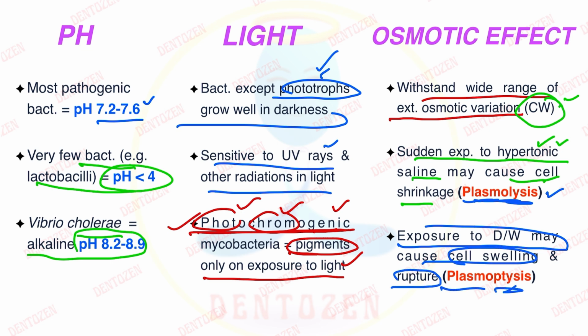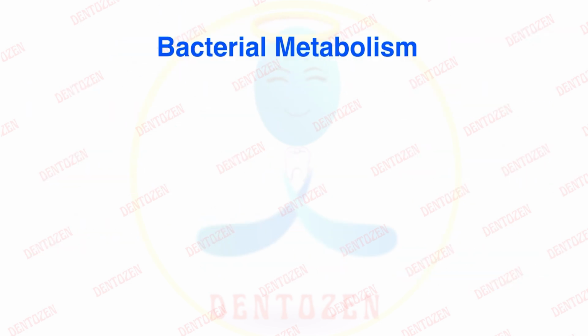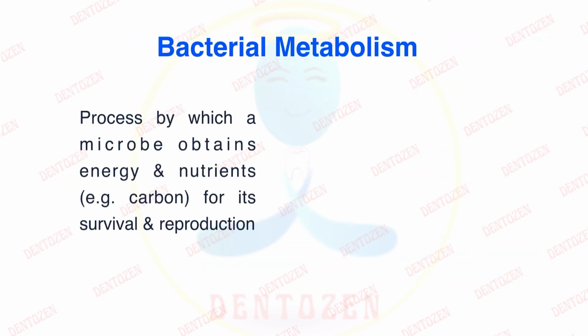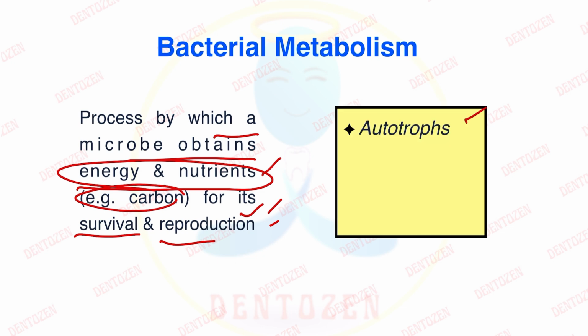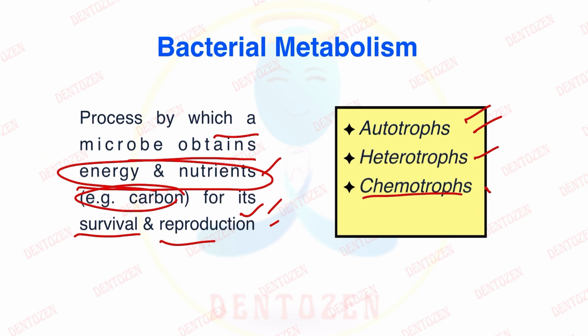So what is bacterial metabolism? It is a process by which a microbe obtains energy and nutrients, example carbon, for its survival and reproduction. So based on this process, that is how they take this energy, what is their source. They can be autotrophs when they generate themselves, heterotrophs which depend on other organisms, chemotrophs which can use inorganic and organic materials, and phototrophs which use light. So that is about the bacterial growth curve, factors affecting and bacterial metabolism.